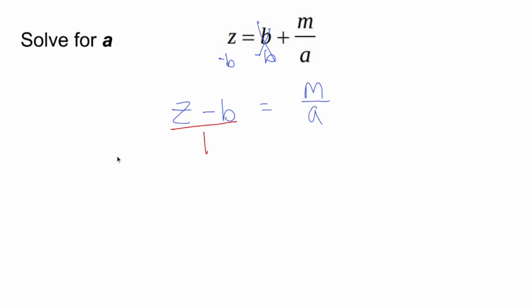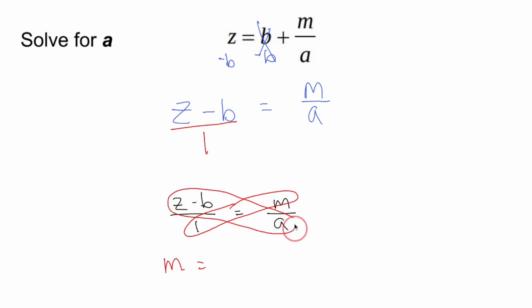If I put this over 1 and rewrite it so that it looks a little bit prettier, like so, I now have a proportion. And with a proportion, what you do is you cross multiply. So 1 times M is 1M, or just M, and that's going to equal A times Z minus B. Now, since this is a group in a fraction, I'm going to make sure I put it in parentheses.